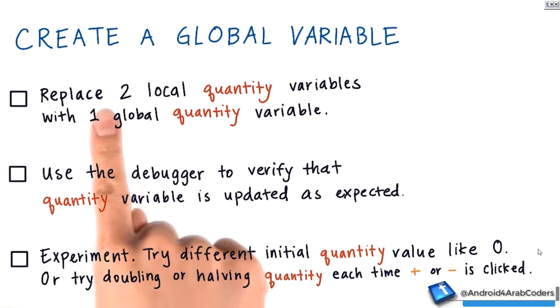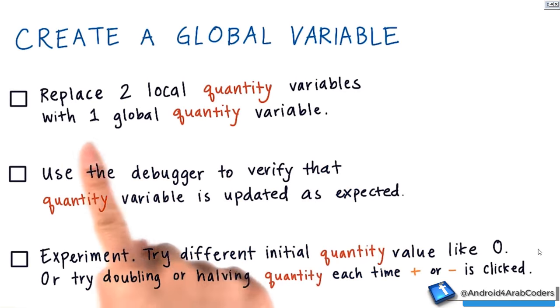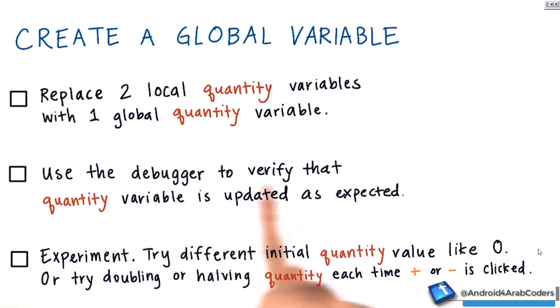Now it's your turn. Go ahead and replace the 2 local variables with 1 global variable. Then use a debugger to verify that the quantity variable is actually updating as expected.